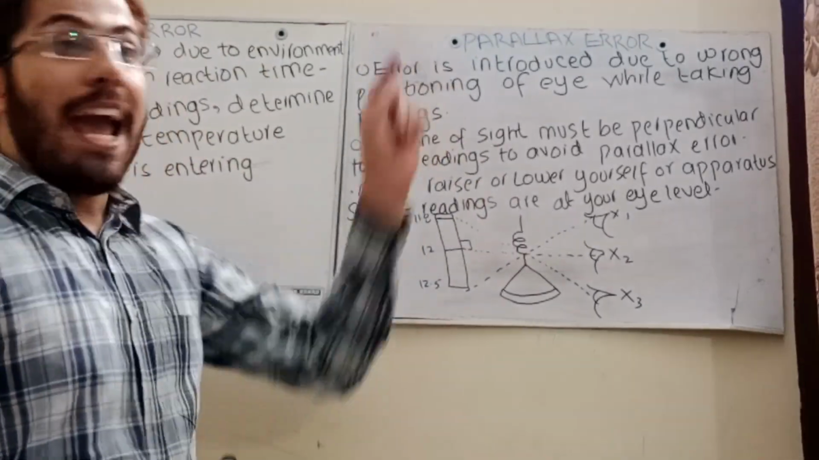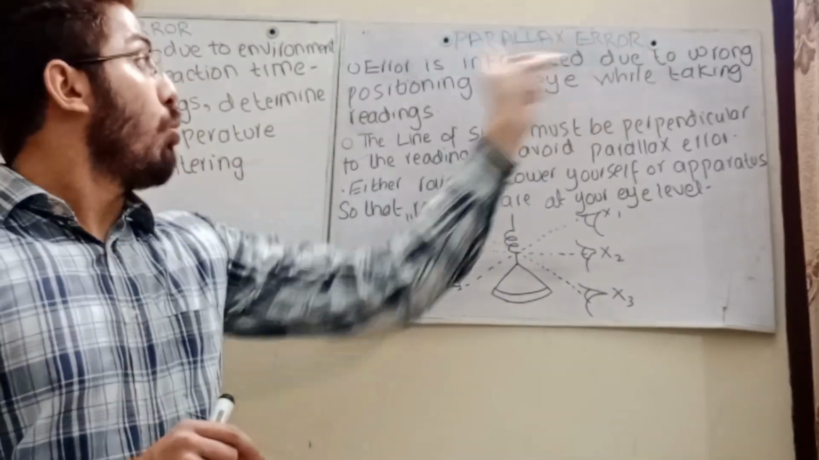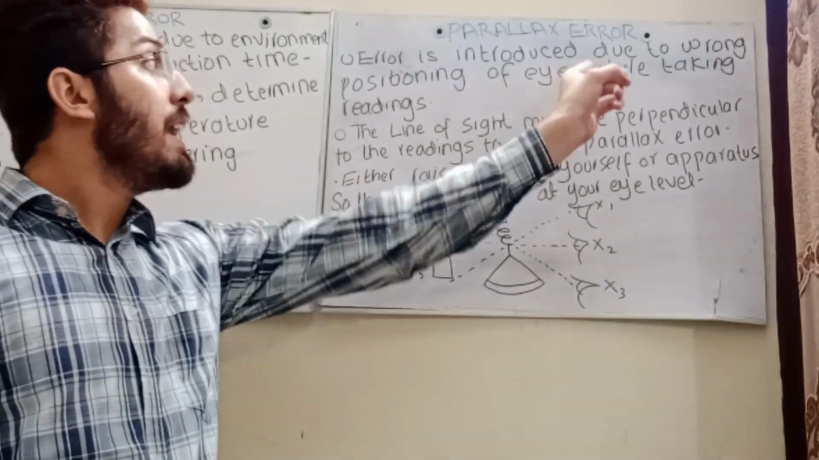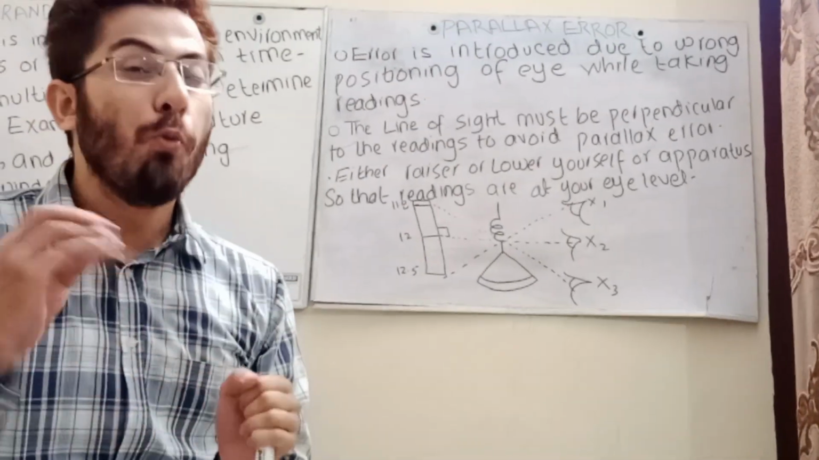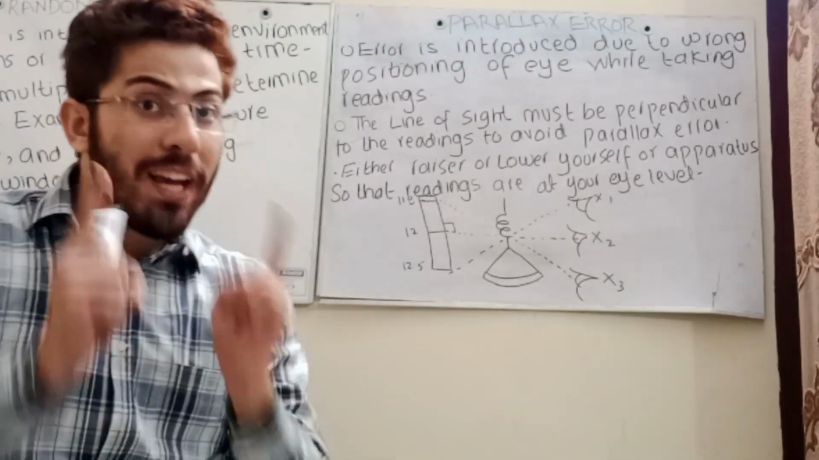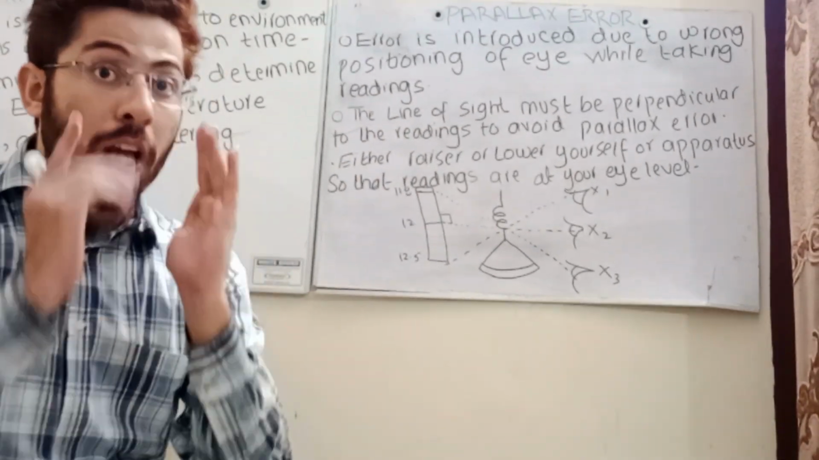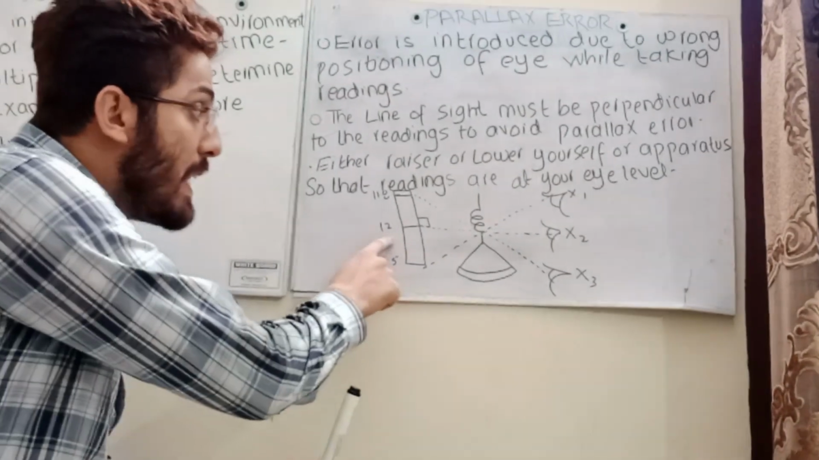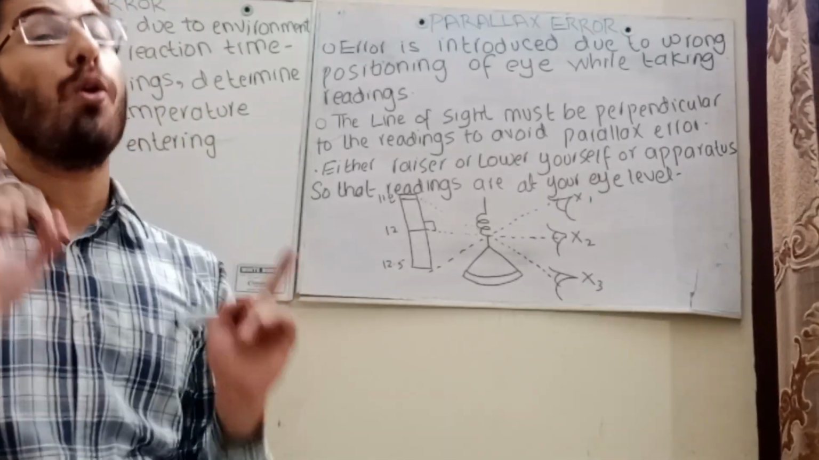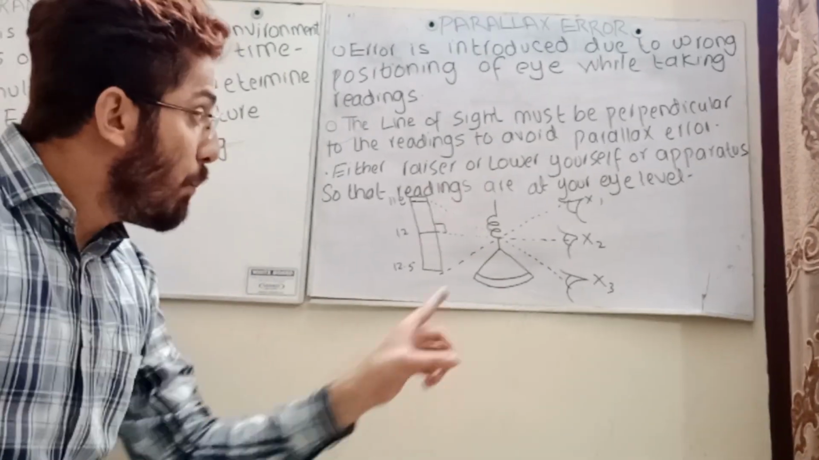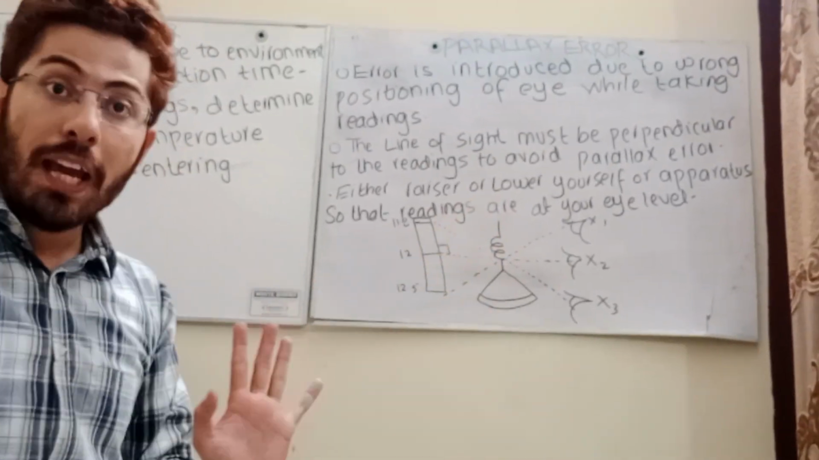Okay, this error is introduced due to wrong positioning of the eye while taking a reading. What does it mean? Student, always remember one thing, that your eyesight must be perpendicular to the surface. Always remember. Let's suppose this is the reading.